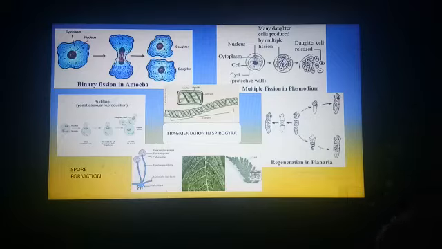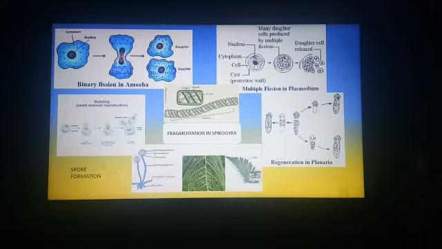This is the simplest method, and the same method you will see in multiple fission, where within a single cell the nucleus inside will divide multiple times. This generally happens under unfavorable conditions when it has to form a cyst.